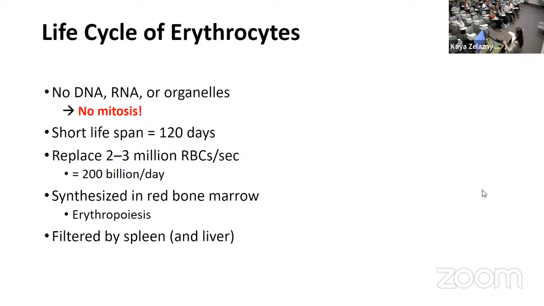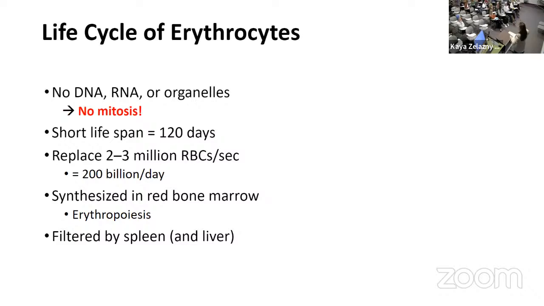Okay. We're going to talk about those erythrocytes again. So when we're thinking about their life cycle, we know they don't have a nucleus, they don't have mitochondria, in fact, they don't have any organelles, they don't have DNA, they don't have RNA. They can't do stuff, especially they can't divide, right? You cannot make a copy of yourself if you don't have a nucleus and DNA and RNA and all that good stuff, right?